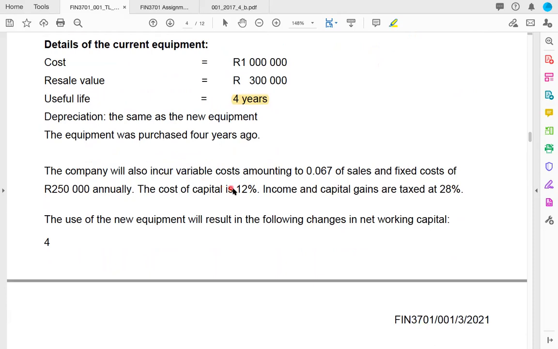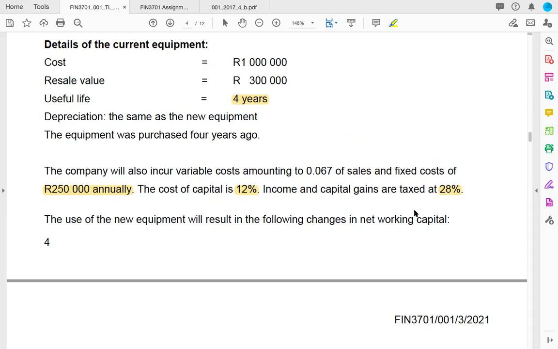Okay, the company will also incur variable costs amounting to 6.7% of sales and fixed costs amounting to 250,000 Rand annually. The cost of capital is 12%. This is all important information. We're going to use all this information. And capital and income gains are taxed at 28%.